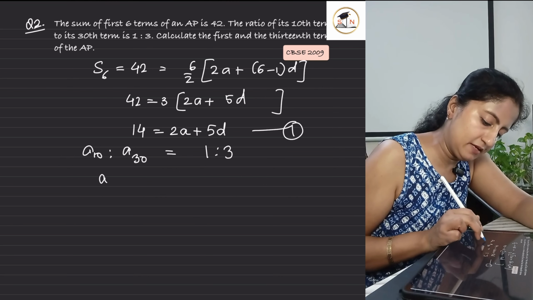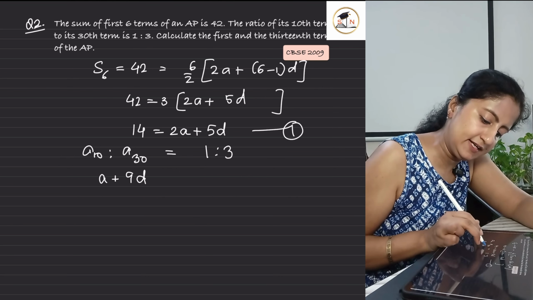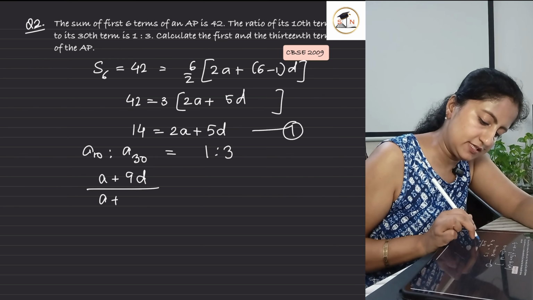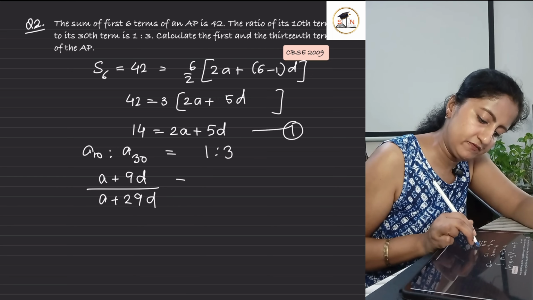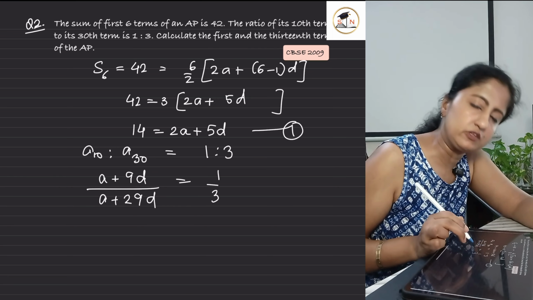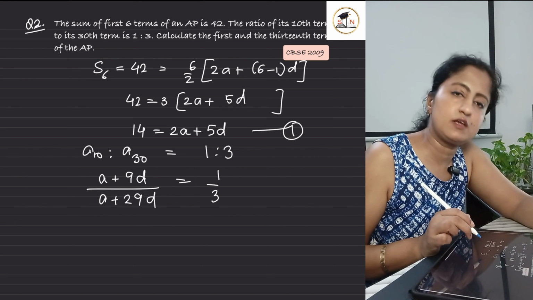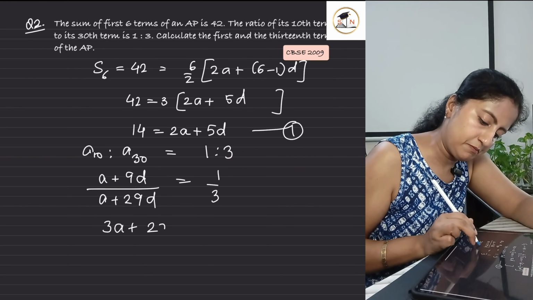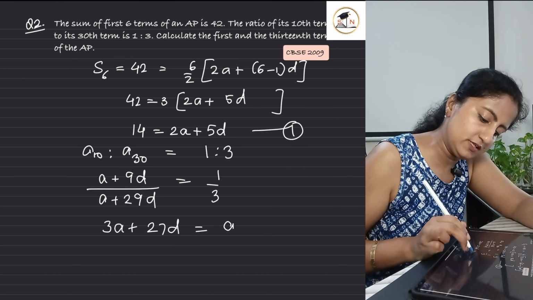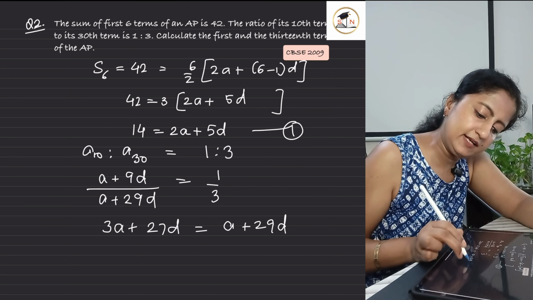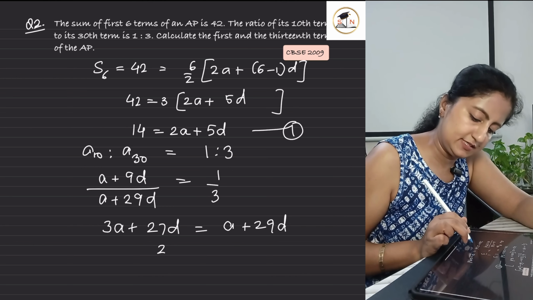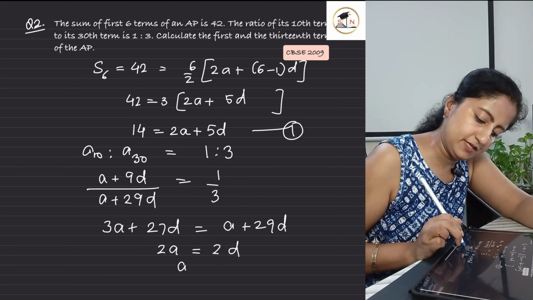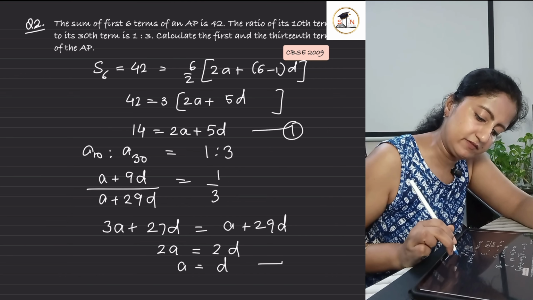So now A10 means we have A plus 9D, because it is 10 minus 1D, over A30, that is A plus 29D, equals 1 over 3. So what I'm going to do over here, I'm going to cross multiply. That leaves me with 3A plus 27D equals A plus 29D. Simplifying this leaves me with 2A equals 2D. That means A equals D.